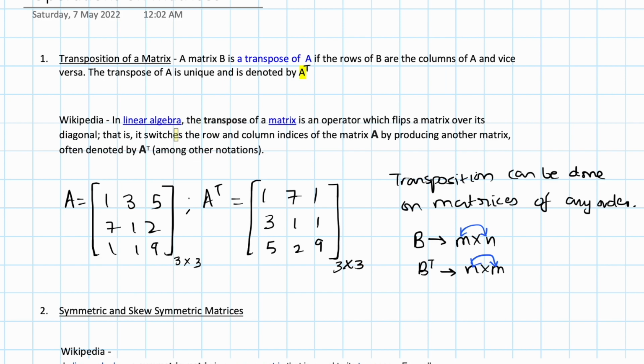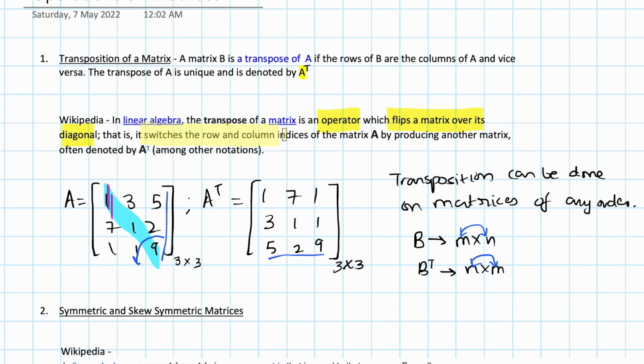Skimming through the Wikipedia definition, in linear algebra, the transpose of a matrix is an operator which flips a matrix over its diagonal. What do we mean by this? If we carefully look at this diagonal of this matrix right here, the matrix is actually being flipped. How is that happening? Say 5 2 9 is the third column here. Now if we flip it by this diagonal, 5 2 9 will become the third row. Similarly for the second column and the first column as well. So here, this definition obviously makes sense.